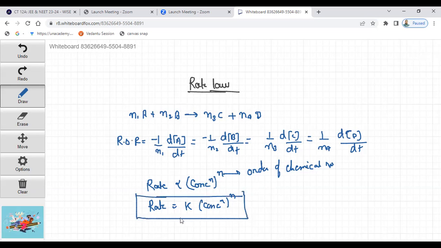Write down, this k is the rate constant value. This n value is known as the order of chemical reaction. I will explain about the order of chemical reaction.